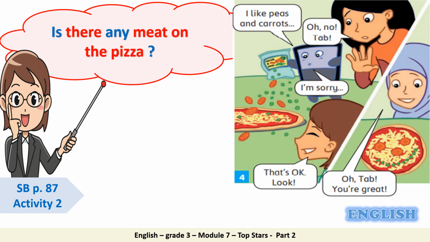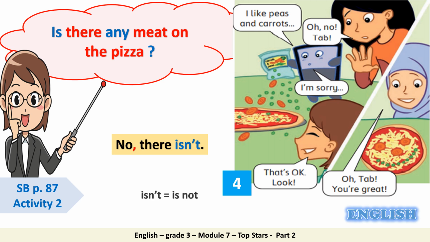Look at frame number 4 and try to answer this question. Is there any meat on the pizza? Very good. No, there isn't. Do you know that isn't is the short form of is not? When we answer with no, we have to add not.